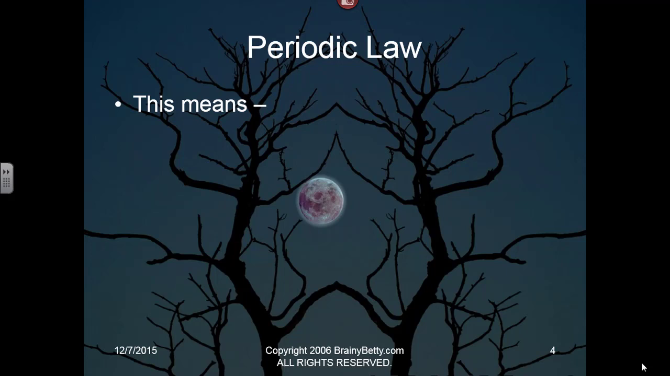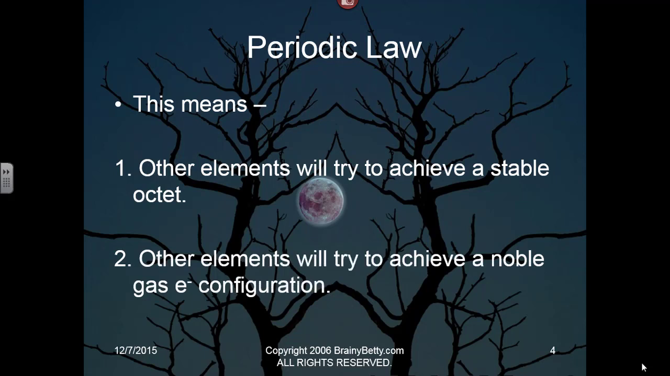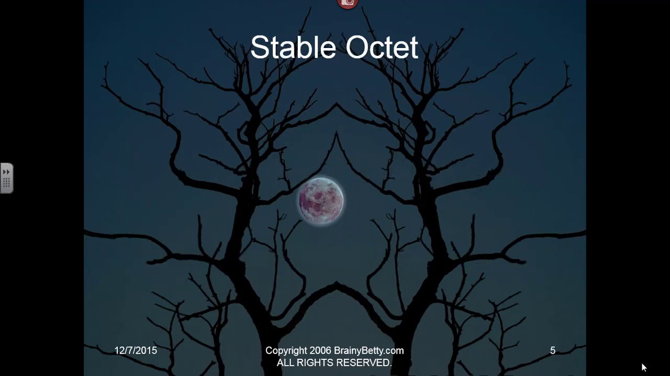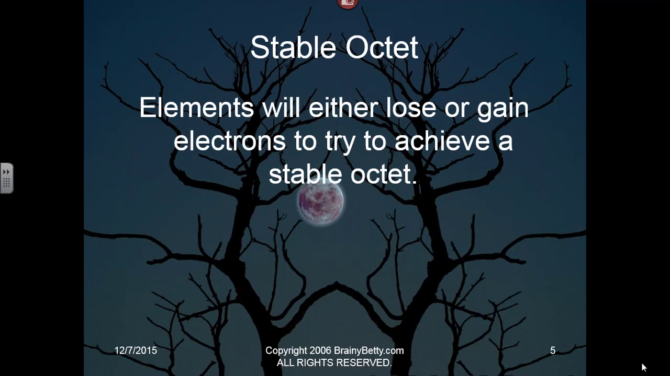This means that all of the rest of the elements will try to achieve a stable octet. In other words, they will try to achieve a noble gas electron configuration. To do that, the other elements either have to lose or gain electrons to try to achieve a stable octet. Depending on whether it's easier or closer to lose or to gain, those elements will either lose or gain electrons to get to that magic number. The magic number is 8.